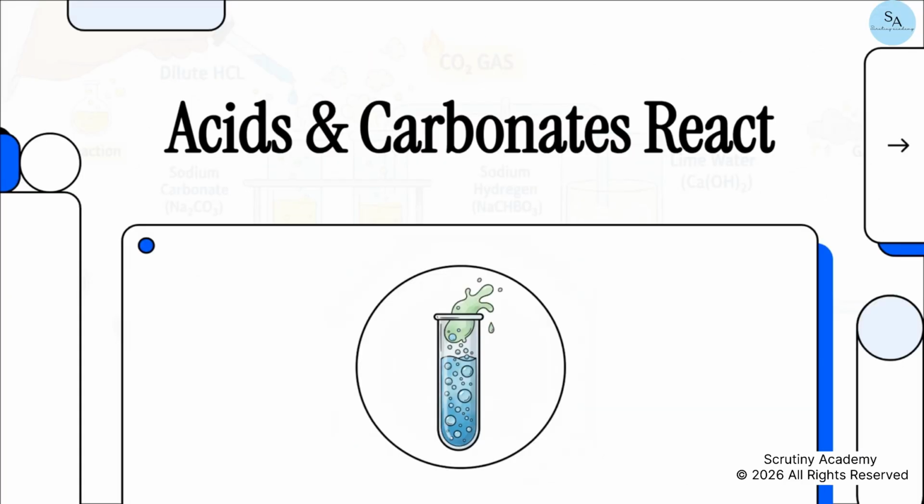Let us see what happens when acids react with carbonates. You know when you mix something like baking soda with an acid? That fizzing and bubbling you see, that's a chemical reaction happening right there. And today, we're going to break it down completely. This is a very important reaction for your exams, so pay close attention.